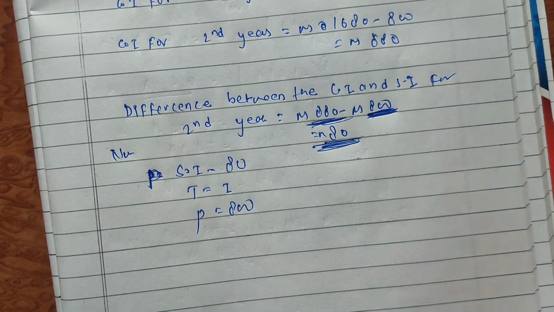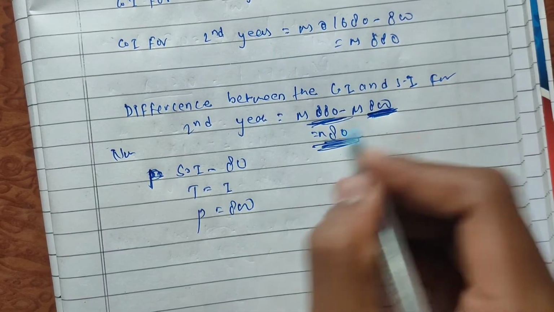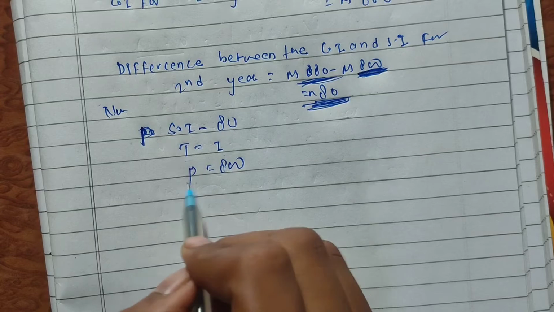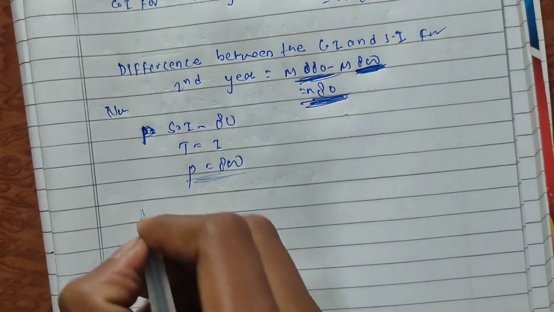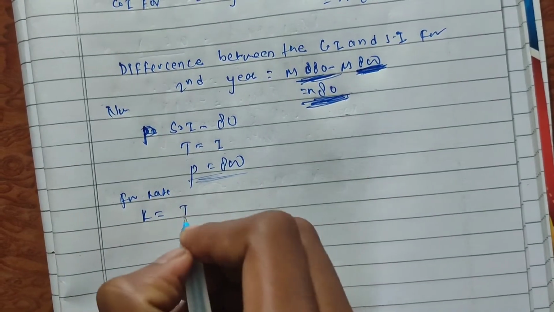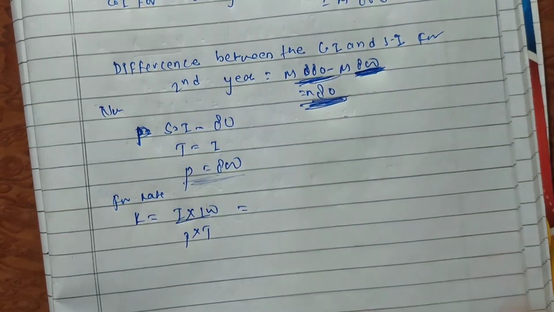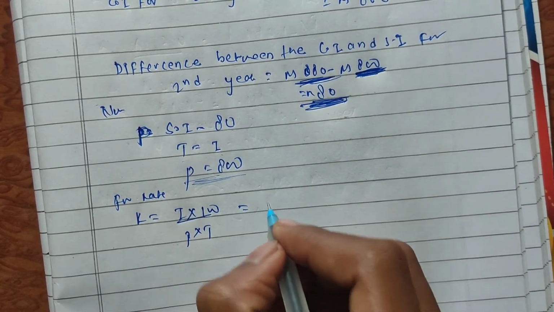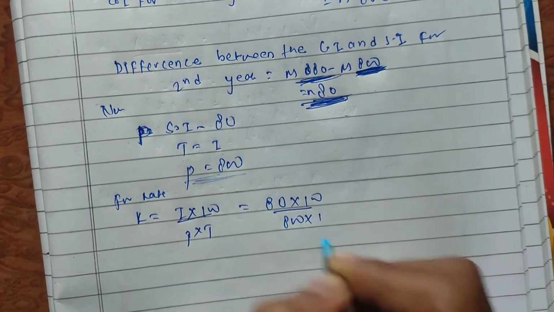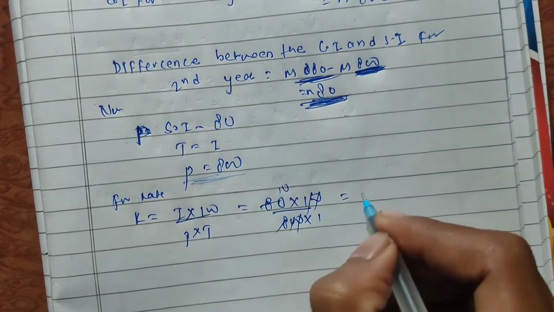Sorry, what I'm doing here. This is the compound amount and this is the principal, so by subtracting this we will get the compound interest. So this is the simple interest, this is the time, and this is the principal. We need to find the rate. Rate means I into 100 by P into T. So we have interest 80 into 100 by 800 into 1. The time is only 1. So this will be 10%.